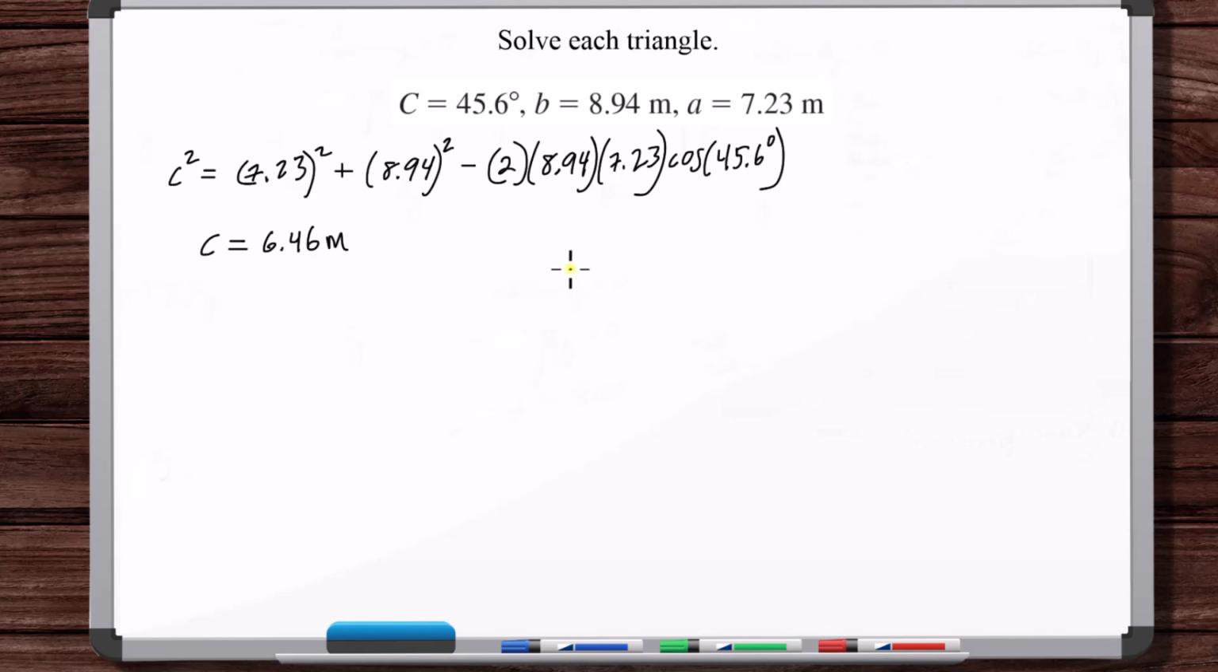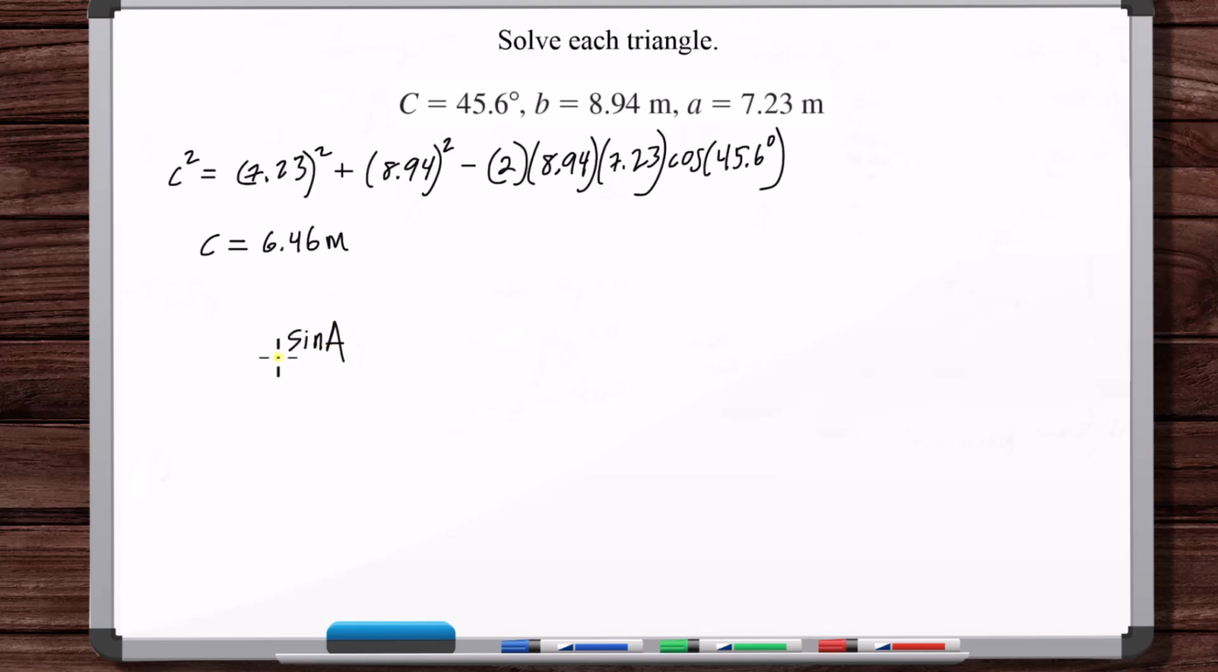Okay. Now we just need to solve for another angle with the law of sines. We pick the smallest remaining angle. So this is the smallest side, so that means this is going to be the smallest angle. So what's left is, this is the next smallest side, so we want to solve for angle A.